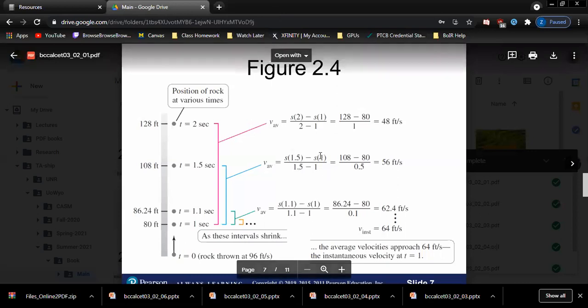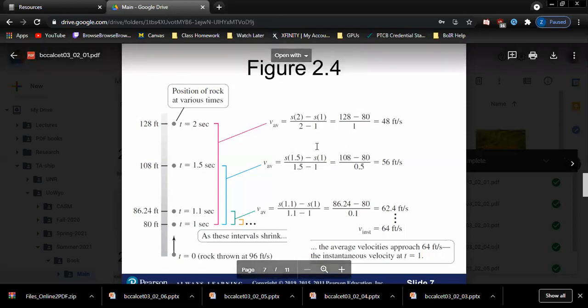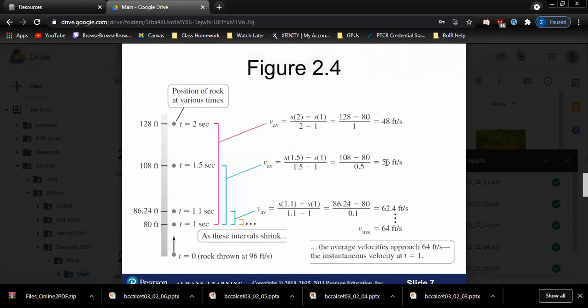Okay, and S of 1, the functional value, we already know it, that's 80. So the difference will be 108 minus 80. And if you take the ratio, it will be 56 feet per second. So you can see the estimation is getting better, right? It was 48, now it's 56.